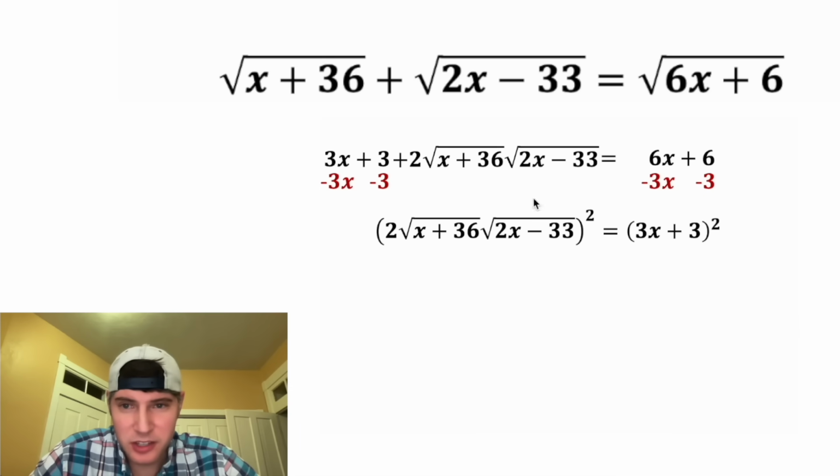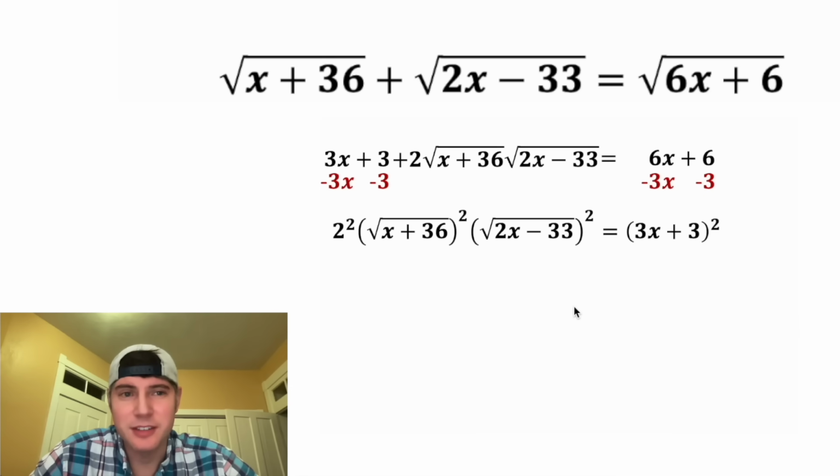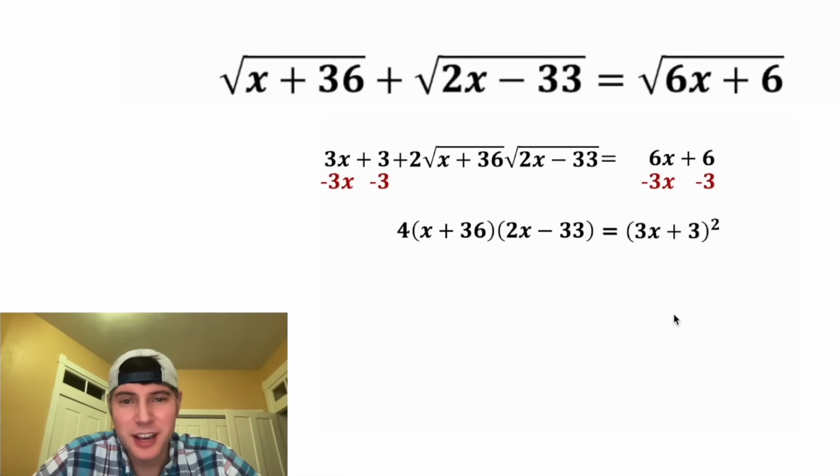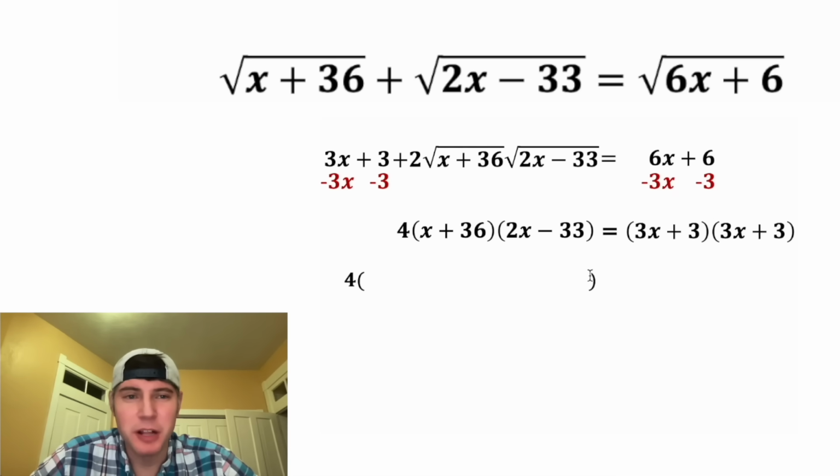On the left-hand side, this square will distribute to all 3 of these things. And then to simplify this, 2 squared is equal to 4. The square root and the square will cancel each other out. This square root and this square will cancel each other out. Then we end up with 4 times this thing. And on the right-hand side, this squared means this times itself. So now let's bring down the 4 and let's multiply all this out.